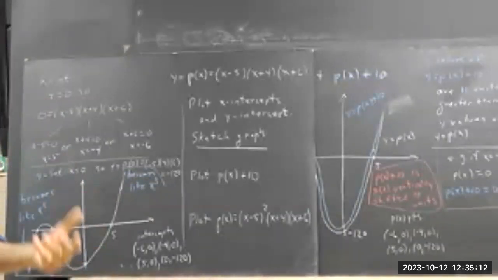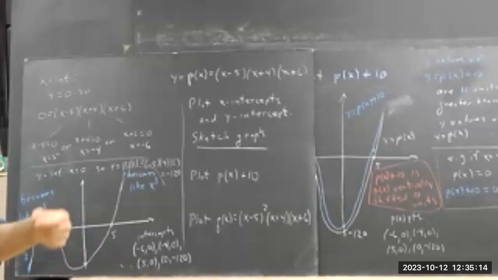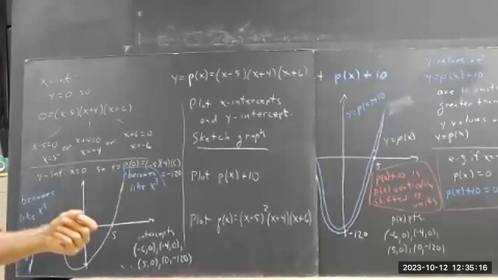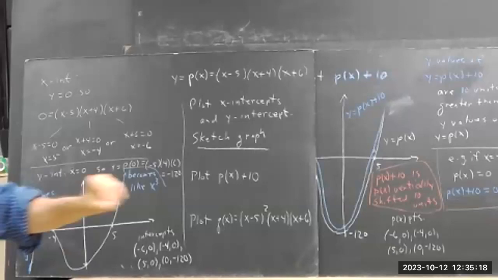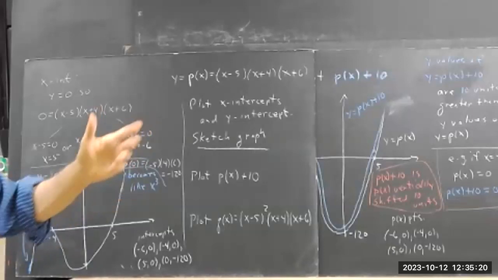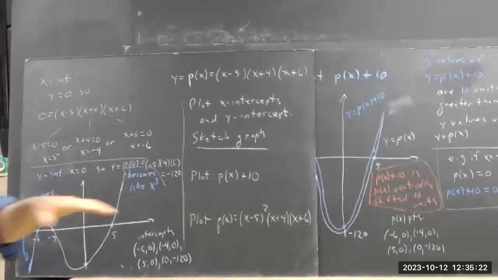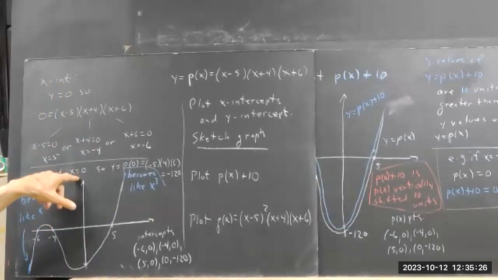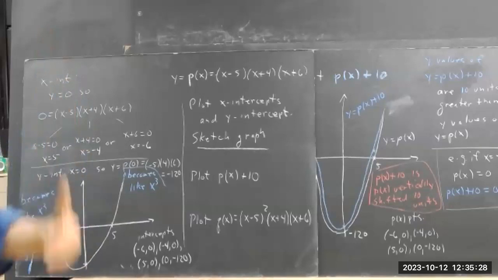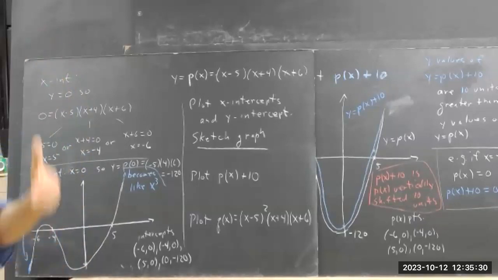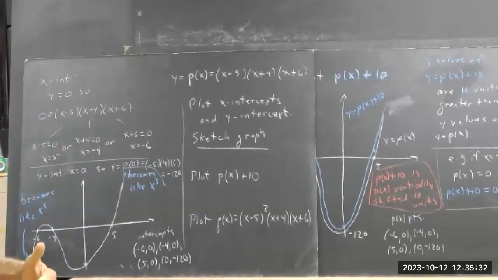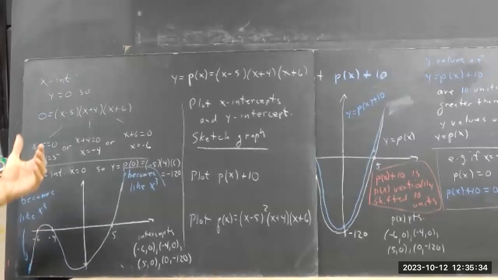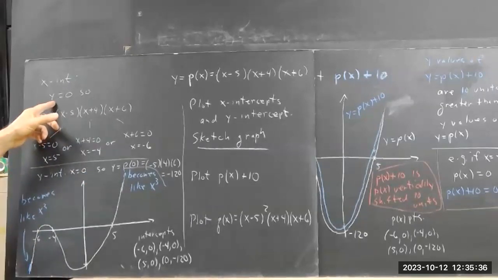Anything you graph, you look for the intercepts, and the x-intercept occurs from y equals zero. Why? Because the y-coordinate of any point on the x-axis is zero. It goes through the line y equals zero. Okay. And similarly, the y-intercept occurs when x equals zero, because zero is the x-coordinate of any point on the y-axis. Okay, so x-intercept, y equals zero.